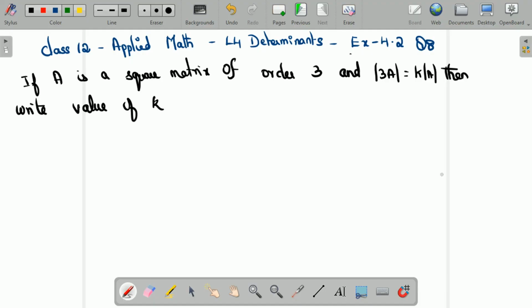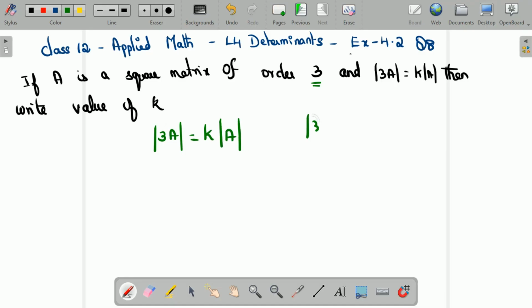In this video, let's find the solution for the ninth question in exercise 4.2. If A is a square matrix of order 3 and determinant of 3A is equal to K into determinant of A, find the value of K. So what is given to us is determinant of 3A is equal to K into determinant of A.